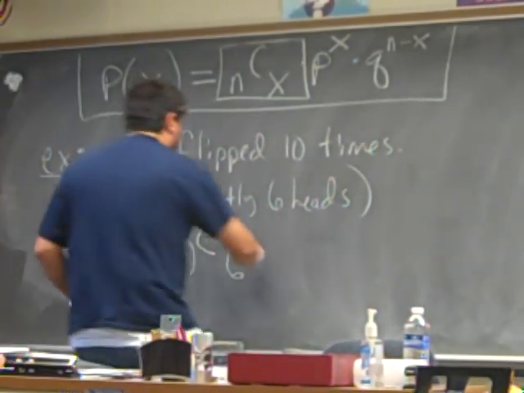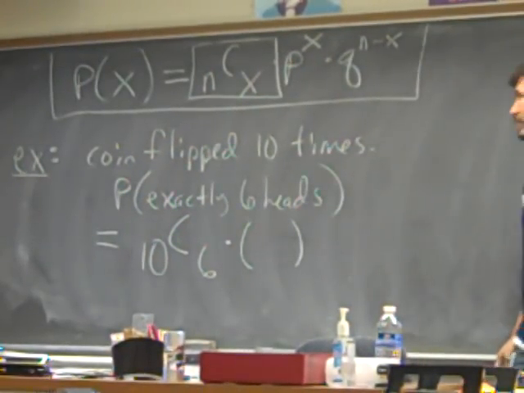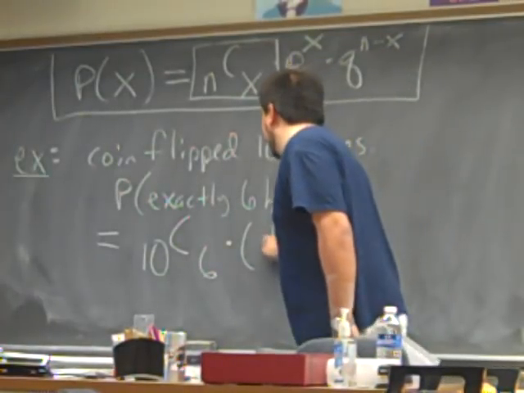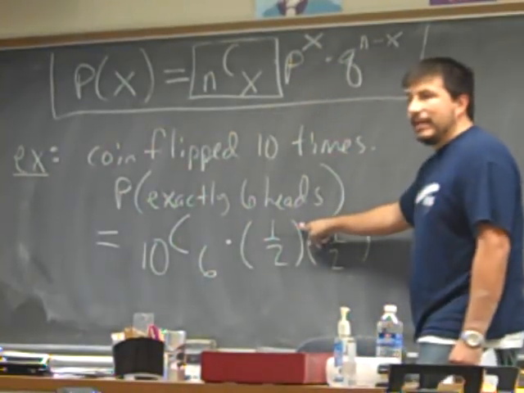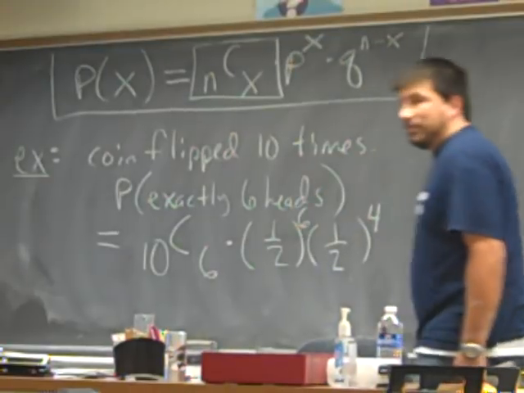Okay, and then now the probability of success. Well, if we're flipping a coin, what's the probability of success? If we're talking about getting heads, 1/2. What's the probability of failure? 1/2. I'm succeeding how many times? 6. Failing 4 times.